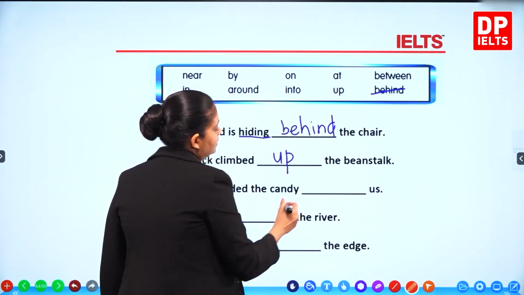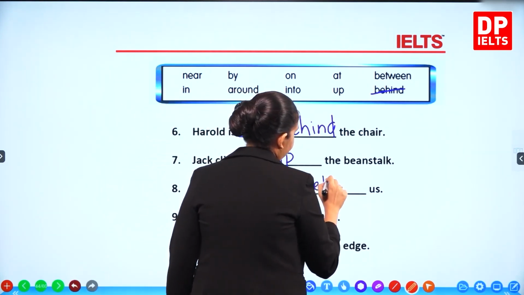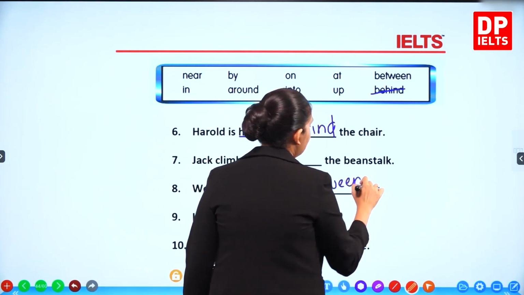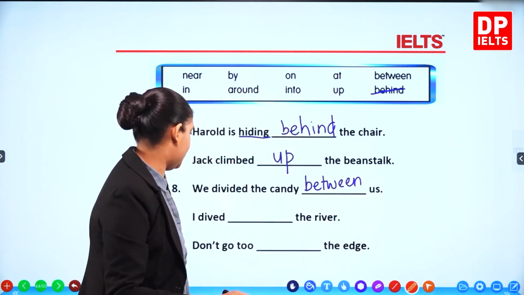Candy means sweets between us. You can even say among us, but between us is fine.